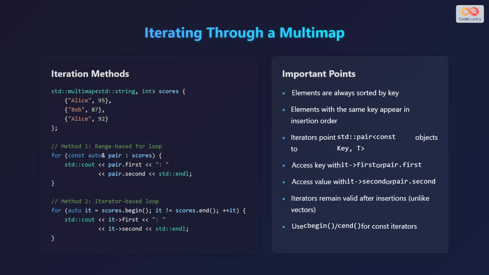Now let's explore different ways to iterate through a multimap in C++. Consider a std::multimap called scores, which stores string keys and integer values. One common method is using a range-based for loop. In this approach, you can iterate over each key-value pair in the multimap using the syntax for (auto& pair : scores). Inside the loop, you can access the key using pair.first and the value using pair.second.